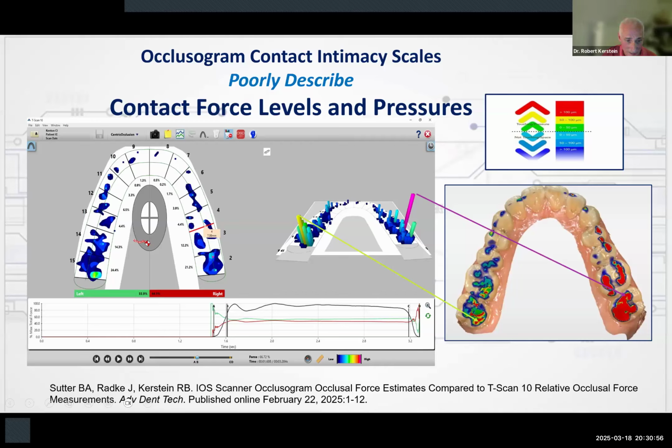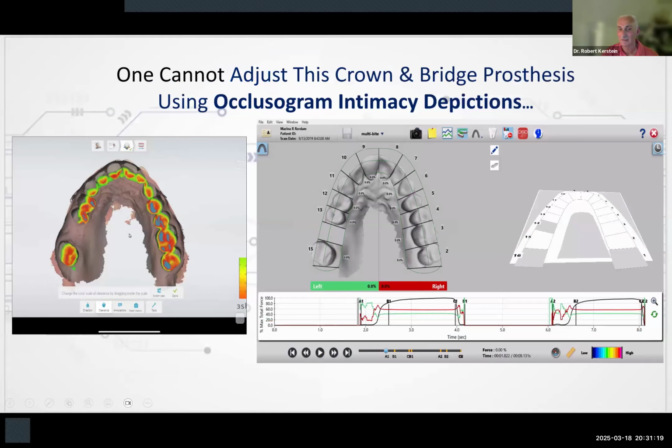If you're interested in reading this, it's called the Journal of Advanced Dental Technologies and Techniques. It's an open access journal, and you can search this citation and you can see for yourself how much more accurate the T-scan is in giving you true impact pressures because you measure from between the teeth. You're not taking pictures of teeth that don't touch.